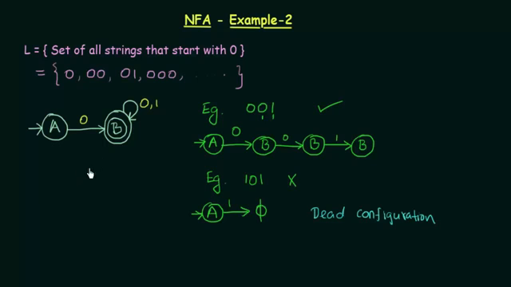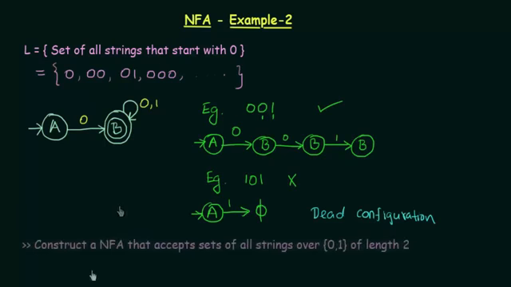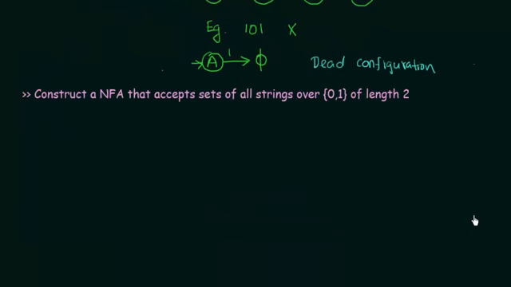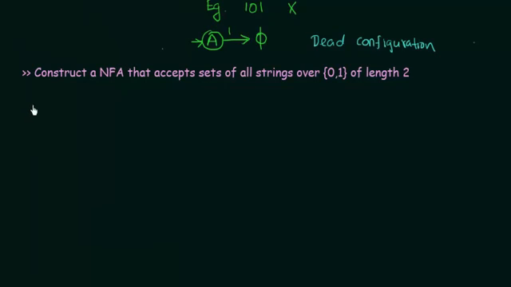So this is how to design a NFA for the set of all strings that starts with 0. Okay, now let's see another example. Construct a NFA that accepts sets of all strings over 0, 1 of length 2. If you remember, we have done this same thing for DFA as well. So let us see how to construct the NFA for this.